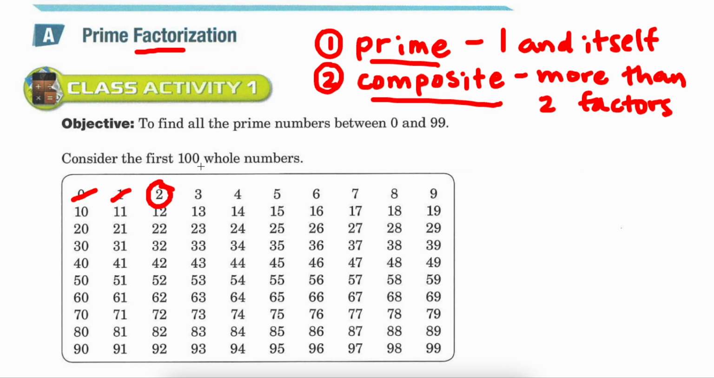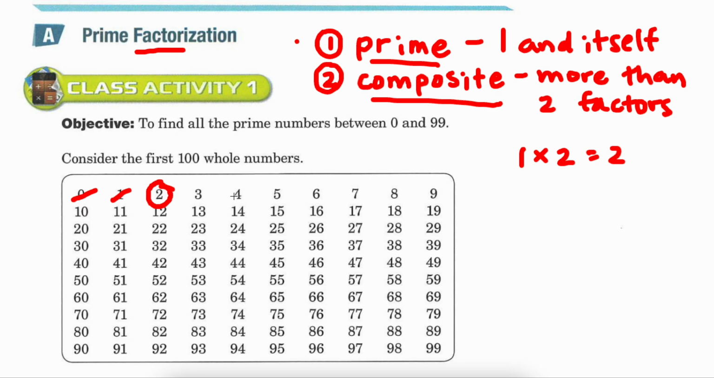2 is a prime number because we can only multiply 1 and itself. 1 times 2 to get to 2. So it is a prime number. There are no other factors that make up 2. It's too small for it, actually. So I'm circling it as my prime number.